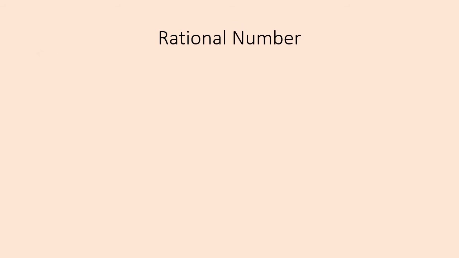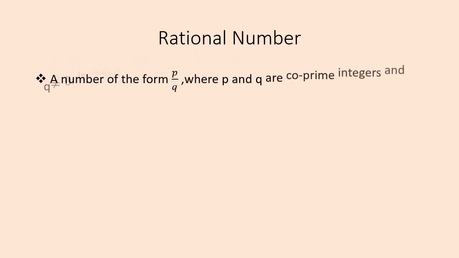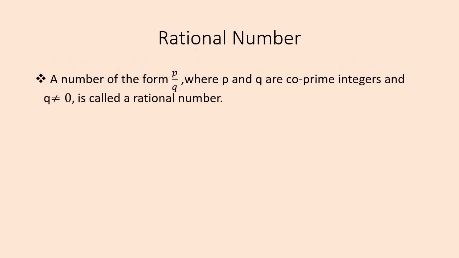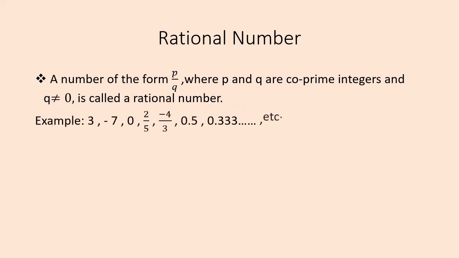Rational number. A number of the form p upon q, where p and q are coprime integers and q not equal to 0, is called a rational number. For example, 3, minus 7, 0, 2 upon 5, minus 4 upon 3, 0.5, 0.33, etc. are rational numbers.